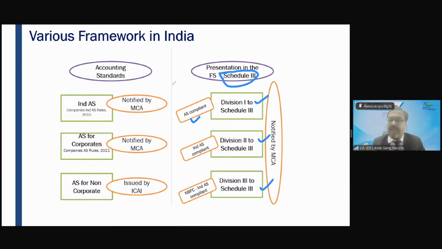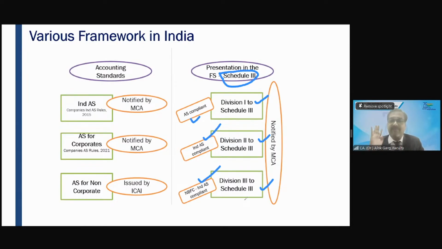Yes. So friends, for the companies which are applying accounting standards, Division 1 to Schedule 3 is applicable, right? The format given in Division 1 is applicable. Companies on which Ind AS is applicable have a separate format given under Division 2 to Schedule 3. For NBFC companies on which Ind AS is applicable, the format given in Division 3 to Schedule 3 is applicable, right?